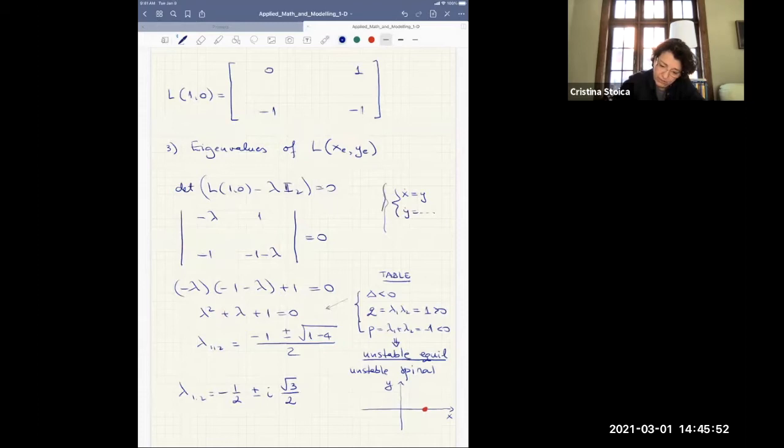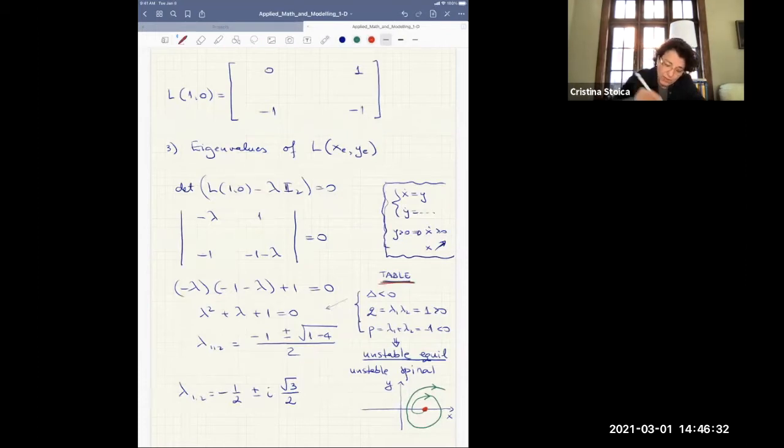And why do I do this? Because I see when Y is positive, X dot is positive, so X is increasing. I'm doing an unstable spiral here, but I have to know how I'm going to put the arrow. So unstable spiral means that this is going out. Actually, it is green. And the arrow is this way because when Y is positive, X is increasing. So this is using the table in the book.